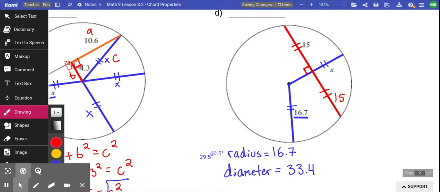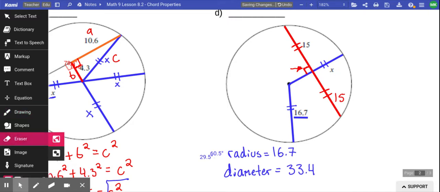Now, this is a tricky question. If you're looking at this, we don't have any 90-degree triangles here. We have a 90 degree, right in here, but we don't have any 90-degree triangles. And if you don't have any 90-degree triangles, it's hard to work with. So sometimes you might just have to create a 90-degree triangle somehow.